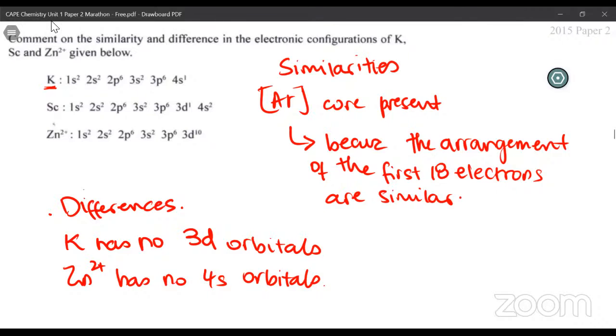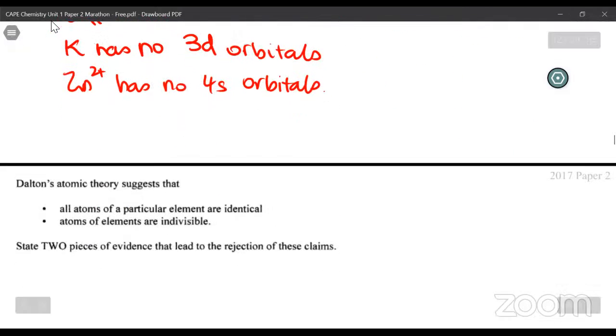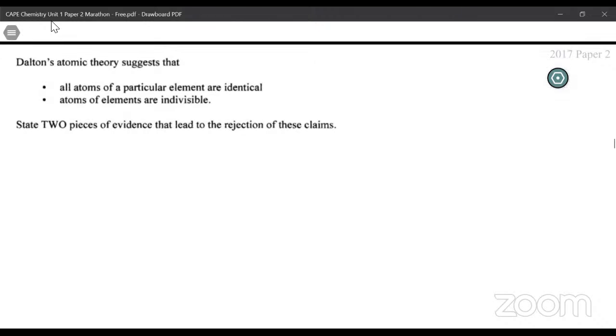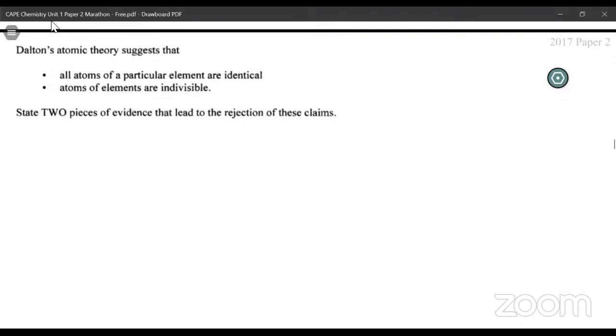All right. Now, this was the 2017 paper 2. Dalton's atomic theory suggests that all atoms of a particular element are identical and atoms of elements are indivisible. So they want you to state 2 pieces of evidence that lead to the rejection of these claims.